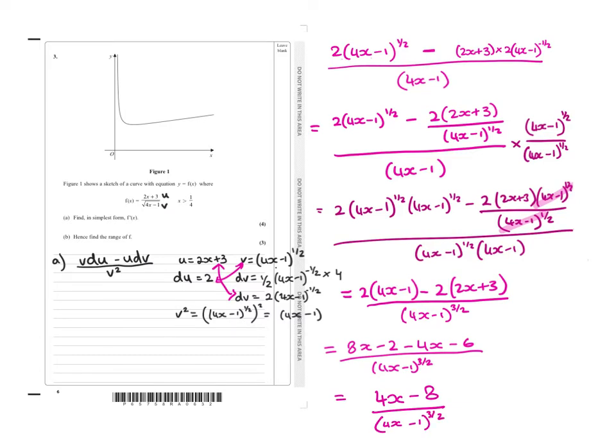Okay, so to be honest, I really think that was quite a difficult question for 4 marks because I think it was quite unfair if you got to this stage that it was only 2 marks. Okay? You got another mark for trying to multiply by 4x minus 1 to the half, but I wouldn't have spotted that straight away without having to rearrange like this. Okay? Part B.